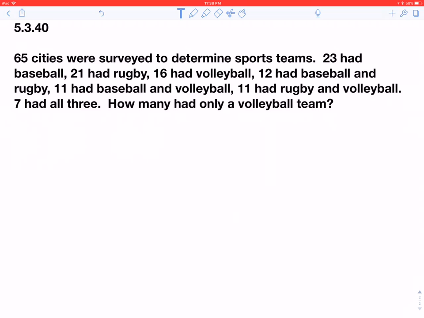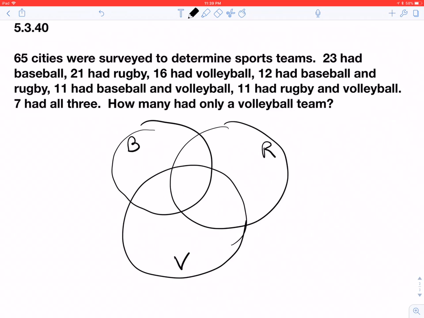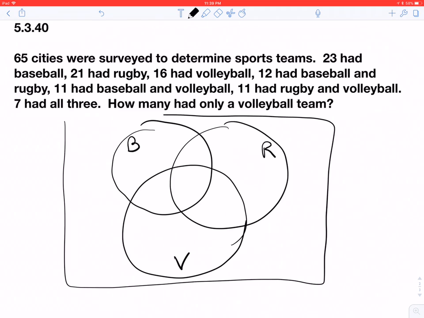So something like this, just doing Venn diagrams. We have three categories going on, so I'm going to do three circles. There's one, there's two, and there's three. We're considering baseball, rugby, and volleyball, and then you want to put it inside your universal set, or your set U.